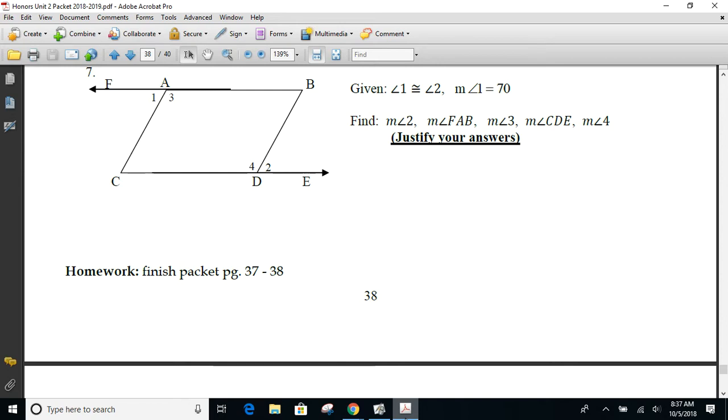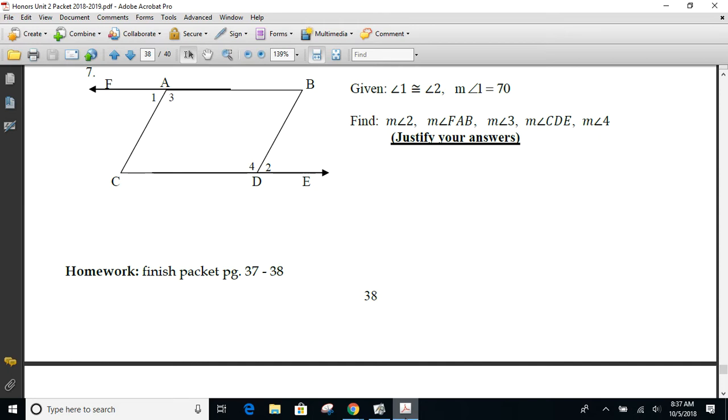All right. Questions? Anything on that one? Yep. Just for the justification of a straight angle, you just write measure of a straight line. That's fine. Equals 180. That's fine. Anything else?